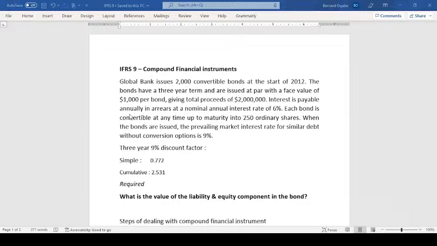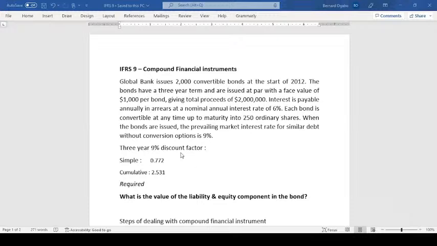Interest is payable annually in arrears at a nominal interest rate of 6%. Each bond is convertible at any time up to maturity into 250 ordinary shares. When the bonds are issued, the prevailing market interest rate for similar debt instruments without a conversion option is 9%. If all this is sounding like deja vu, don't worry, we are going to demystify it in a short while.